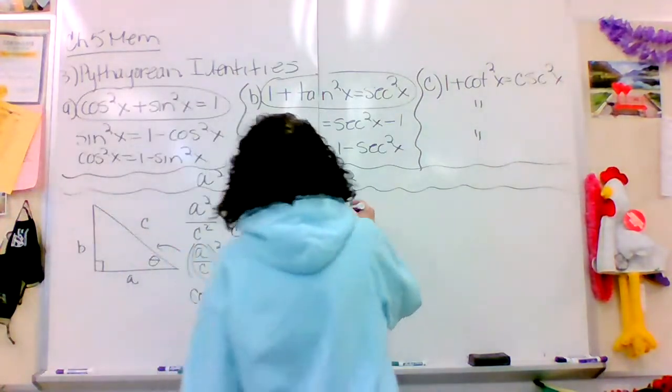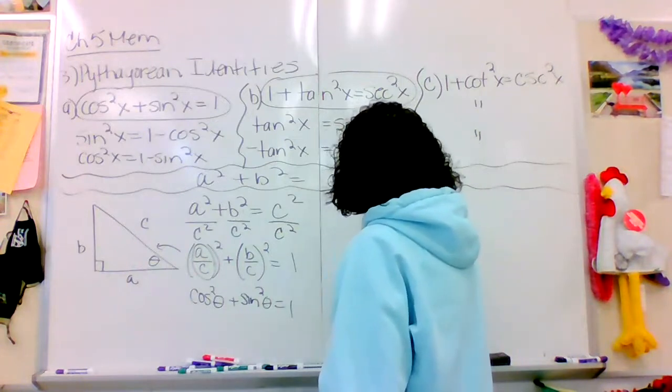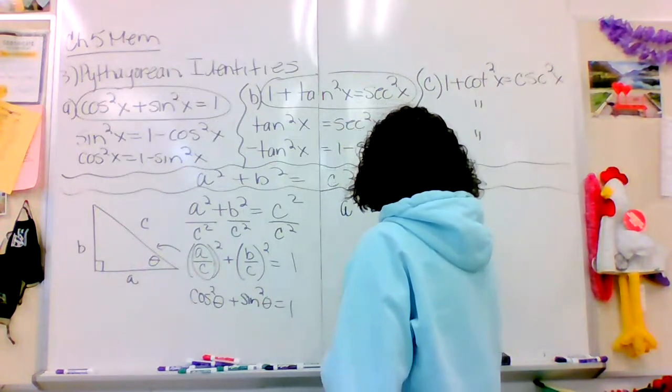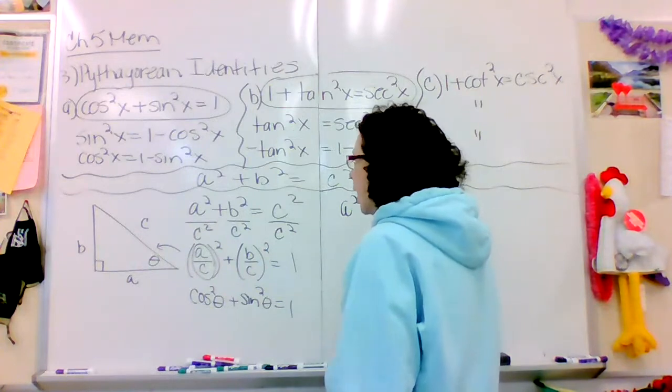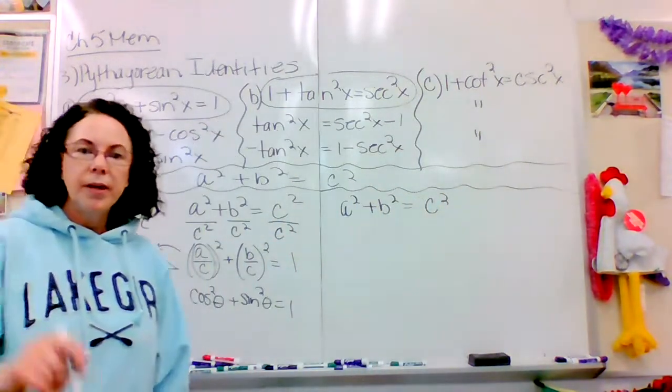Let's do the same thing for 1 plus tangent squared equals secant squared. So a squared plus b squared equals c squared. Let's take a look. I am going to divide everything by a squared because it's legal.